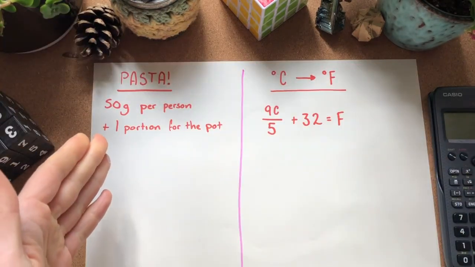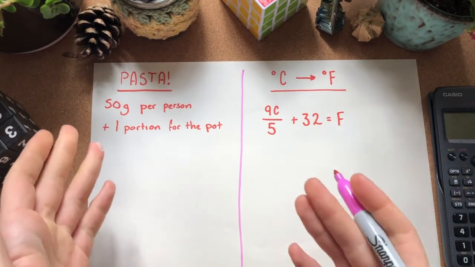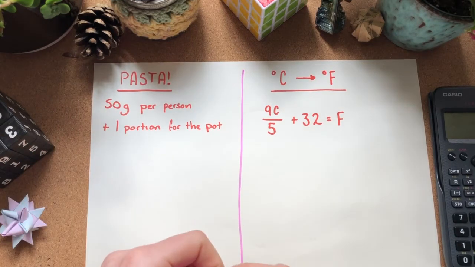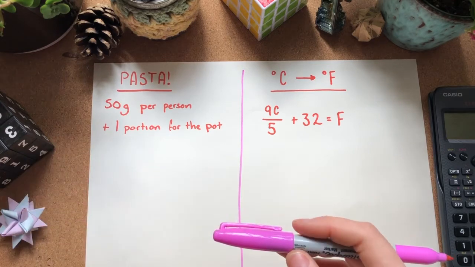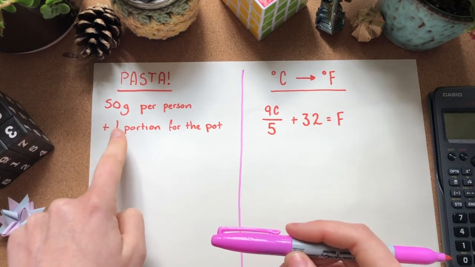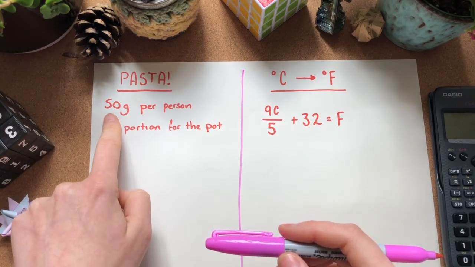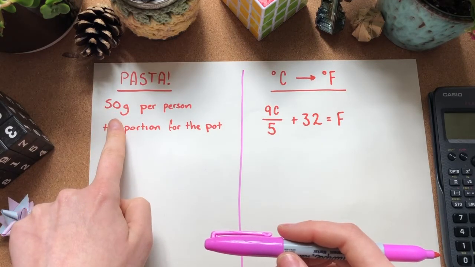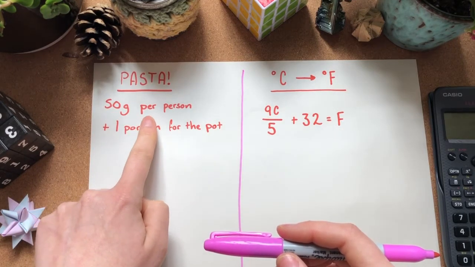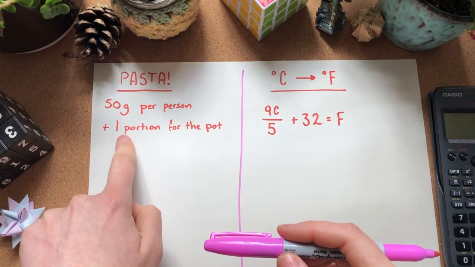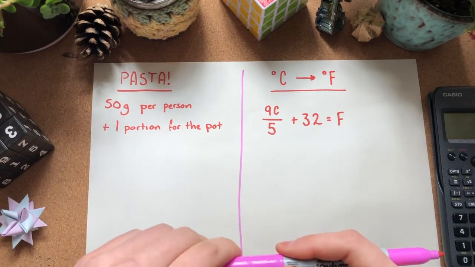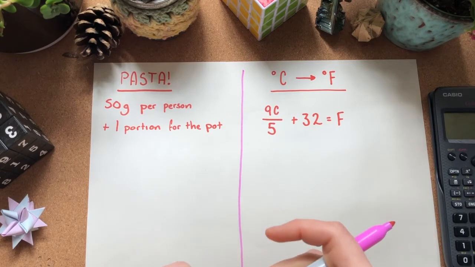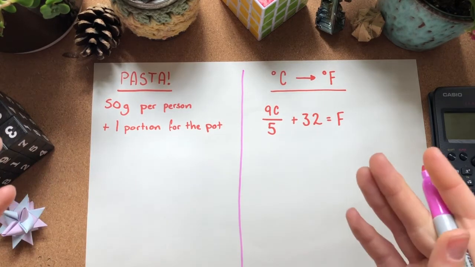First up, a nice easy one. So this is how to actually make pasta. I don't know if you've ever tried to make pasta before, but it's really difficult to get the right amount. So here is what you need to make the formula for pasta. If you're making pasta, you should have 50 grams of pasta per person, plus one portion for the pot or for luck. So you just throw an extra little portion in there, just in case. I don't know, everyone's hungry. So let's make a formula for that.